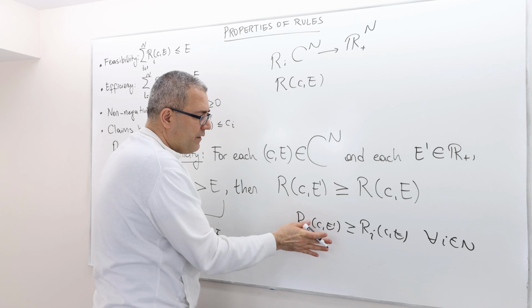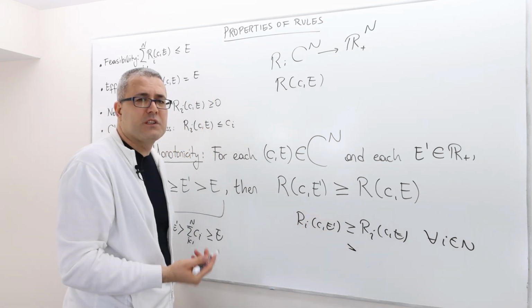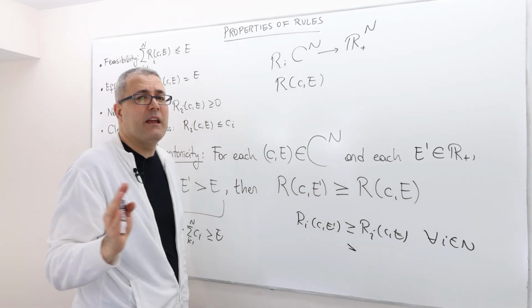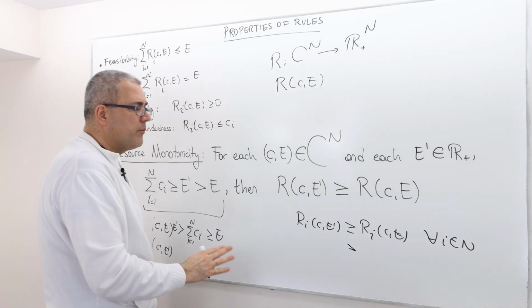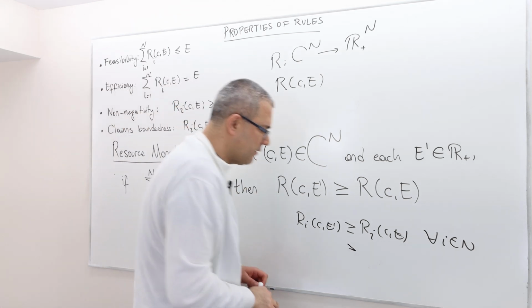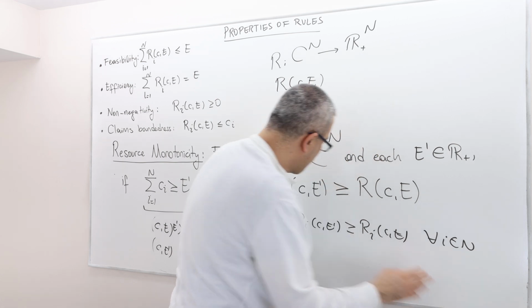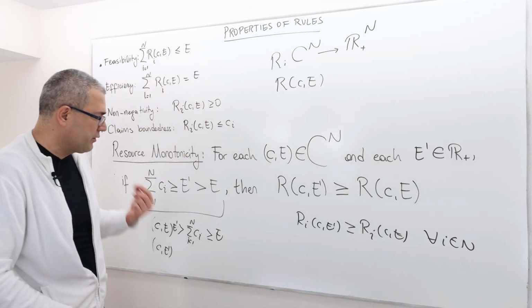We don't have to have strictly greater than for some i. They can be the same, but it can never be less. So that's it. This is what resource monotonicity is.